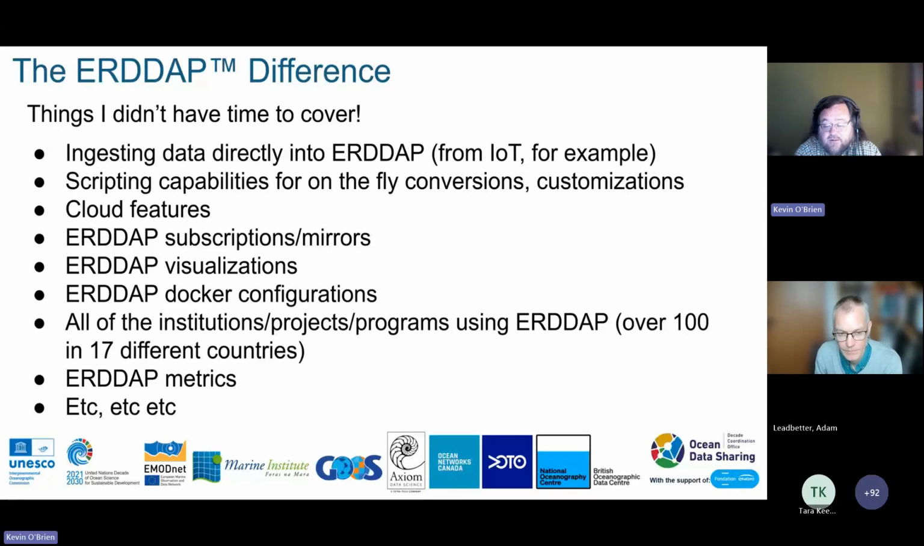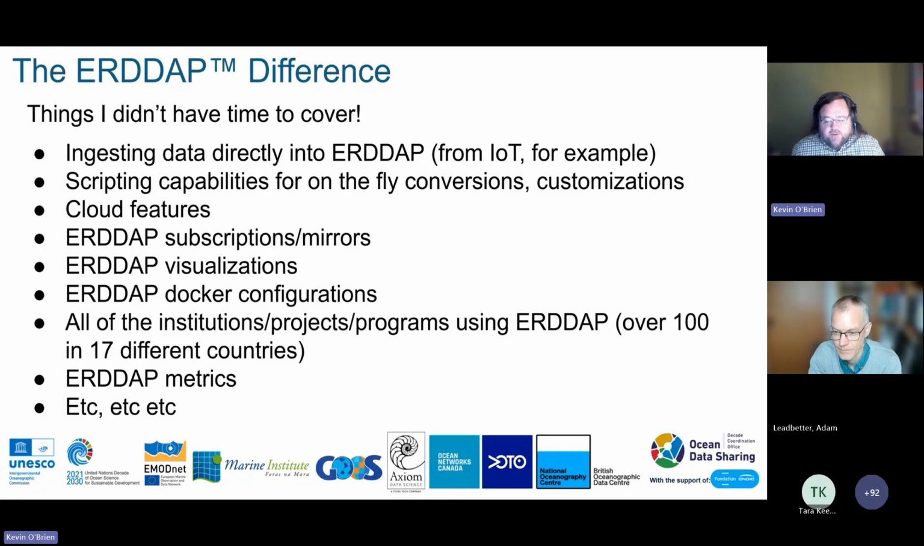For example, you can ingest data directly into ERDDAP. Think of a sensor that's connected to IoT, or MQTT coming soon. When there's new data, instead of having a file that gets loaded into ERDDAP, it can get pushed right into ERDDAP, which has a lot of interesting connotations. One of those being it automatically does version control. So you have a version checker, a version control where you can go back and look at old versions of the data if something changes.